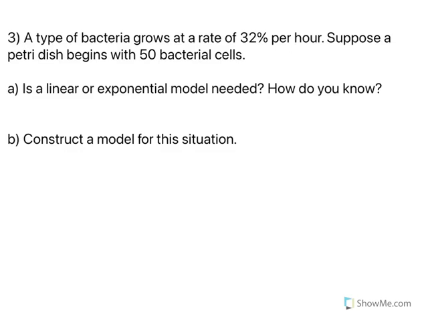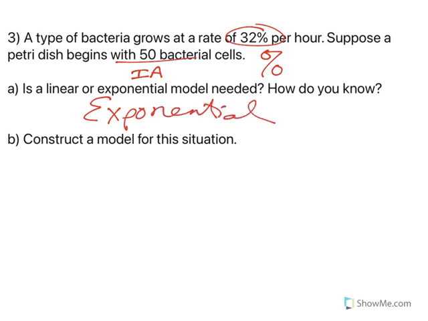Number 3, a type of bacteria grows at a rate of 32% per hour. Suppose a petri dish begins with 50 bacteria cells. So we have our initial amount. Y'all, it's a percent. That means it's exponential. Hope I woke you up right there in case you were sleeping. So because it's a percent, we know it's exponential.